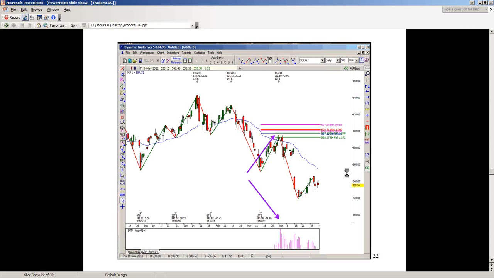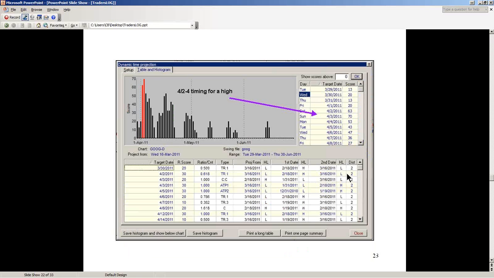Here's an actual example of what the histogram looks like. It basically takes all the swings that I've labeled, and what you would do is look for a standout and confluence of where these cycles are coming together. In this case, it showed the 2nd through the 4th. This is where you had the highest scores. So that told you that at that time you had time resistance to the rally.